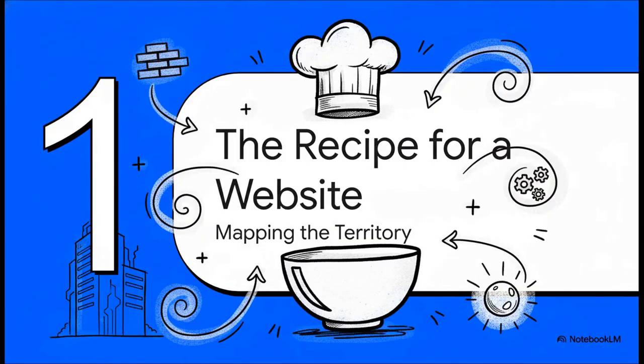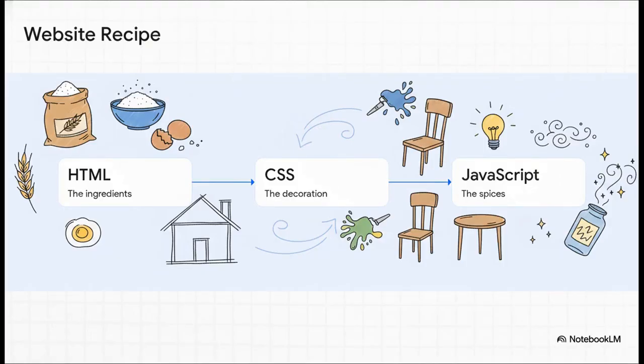Okay, so how do we actually build one of these digital buildings? It's really a lot simpler than you might think. It's kind of like following a recipe. And the best part? This recipe only has 3 main ingredients. First up is HTML. That stands for Hypertext Markup Language, but you don't need to remember that. Just think of HTML as your basic ingredients. The flour, the sugar, the eggs. It's the raw structure of your website, the walls and the floors.